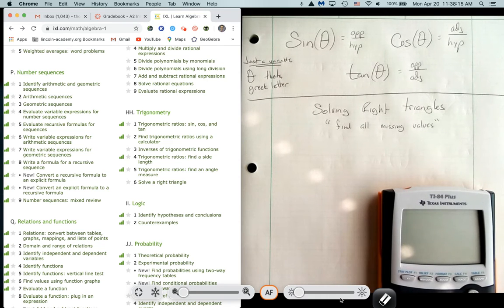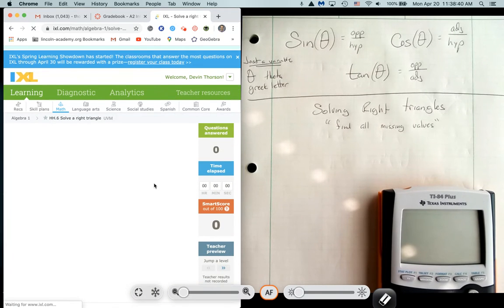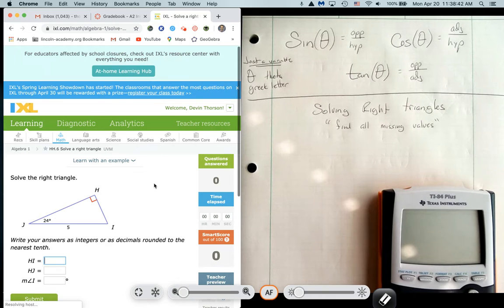Welcome. This will be our last lesson on trigonometry, which I'm sure many of you will be very happy about. We're going to do the very last one on HH, number 6, solving right triangles. All that means is you're going to find all the missing values of a given right triangle. I'm just going to start doing some, so hopefully you'll be able to follow along with the process, and it shouldn't be too difficult.